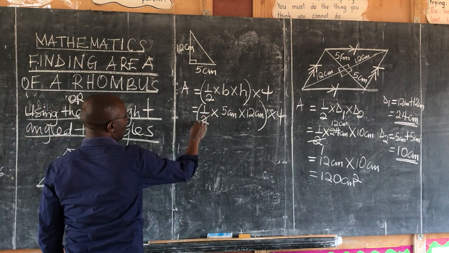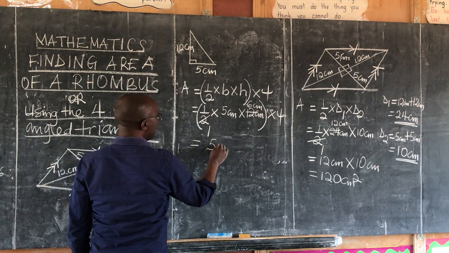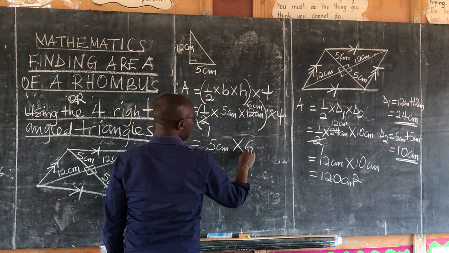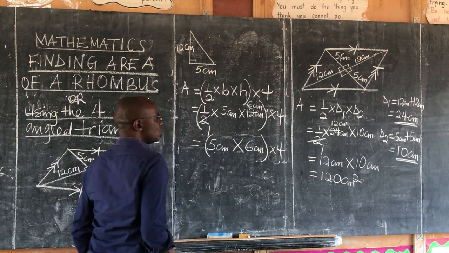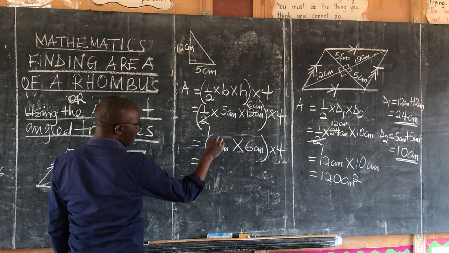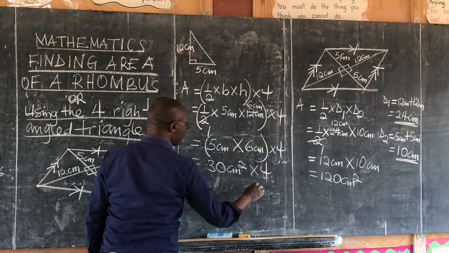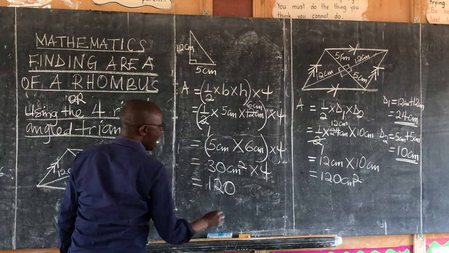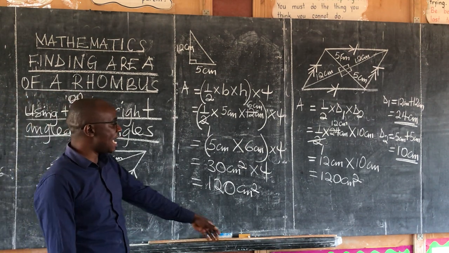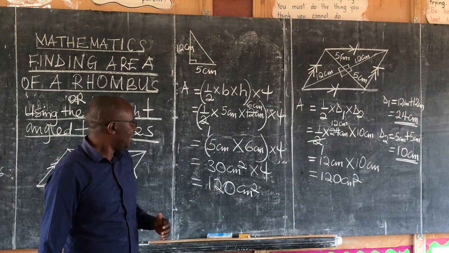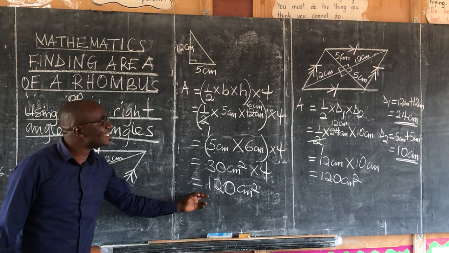So half of 12 is 6 centimeters. I end up with 5 centimeters times 6 centimeters. There I'm getting the area of one triangle times 4, because the triangles are 4. 5 times 6 is 30, cm times cm is cm squared, times 4 gives 120 centimeters squared. With the diagonals we got 120 centimeters squared. Here, using the four right angled triangles, we also get the same area.